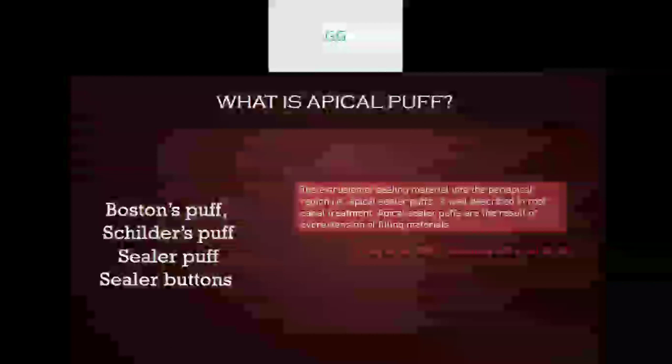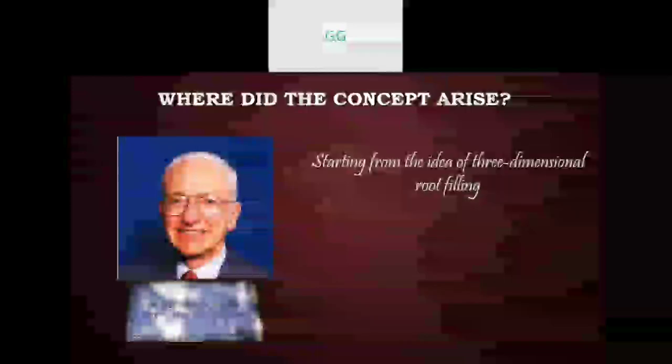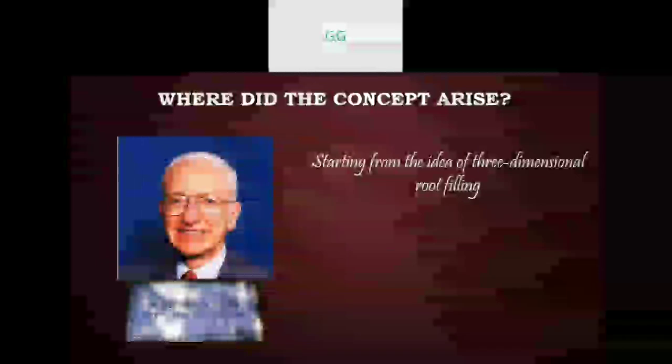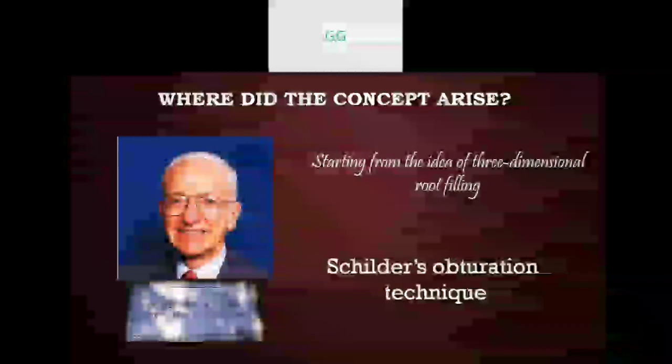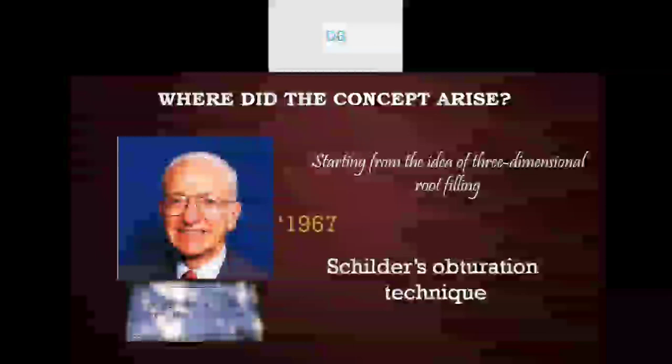However, at the same time, I'd like to mention that sealer puffs are not clear overextensions of filling materials. For this, I'll be discussing overextension and overfilling in a separate part. Now, where did the concept arise? It started with Dr. Herbert Schilder, when he gave the idea of three-dimensional root filling, and this article was a constituent of the DCNA around the year 1967, and this was called Schilder's obturation technique. So this was given out in the year 1967.